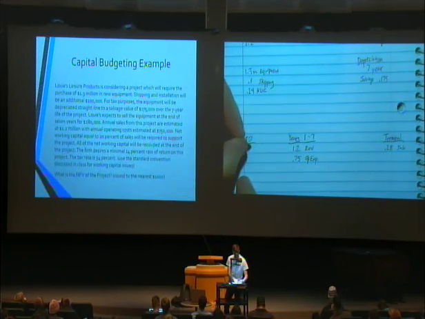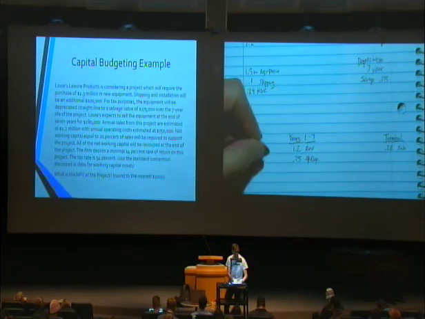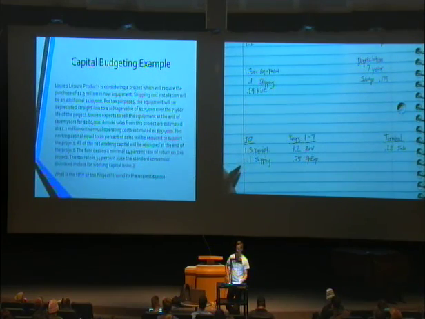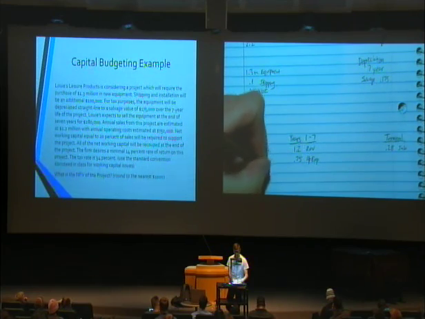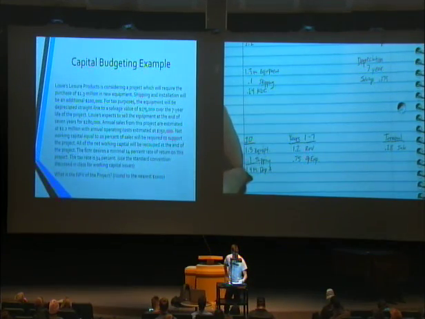So 1.3 for equipment. Then we have 0.1 for shipping and installation. Now, remember, the depreciable asset is the equipment and the shipping costs. So our depreciable asset is 1.4 million. So depreciable asset. Okay, and then we have our net working capital of 0.24 on top of that.